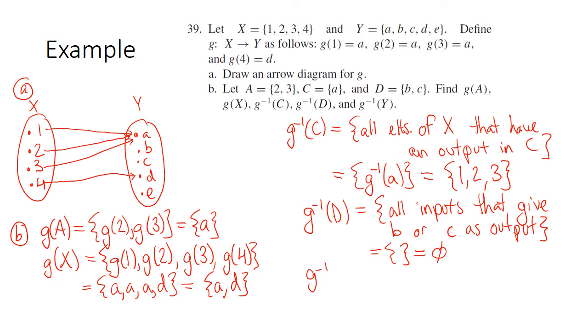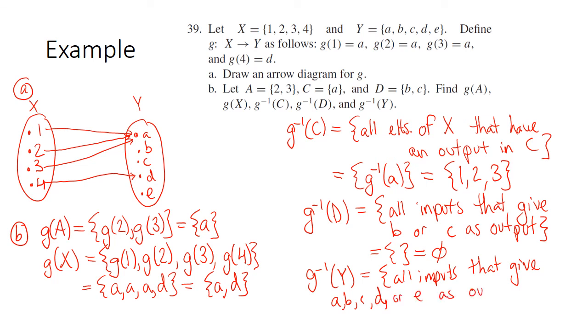All right, and then g inverse of Y. So this is going to be all inputs that give a, b, c, d, or e as output. So that's actually all of them, because Y was all the possible outputs. So 1, 2, 3, and 4, they all give outputs that are in Y. So this is going to be 1, 2, 3, and 4.